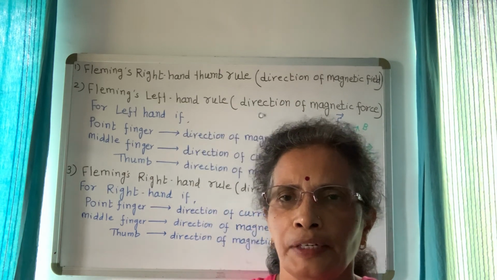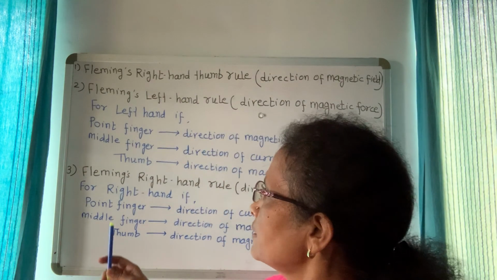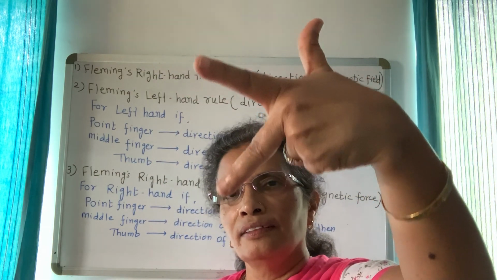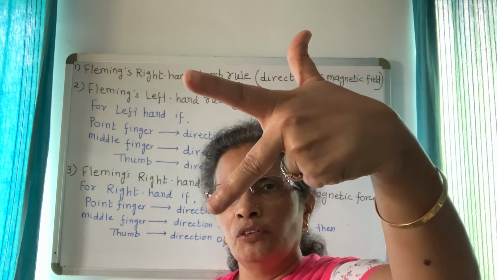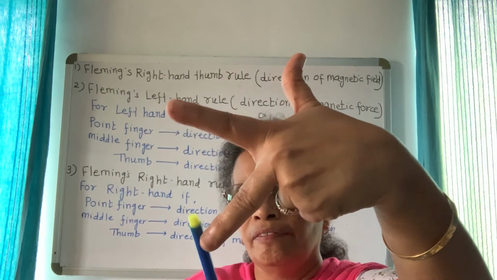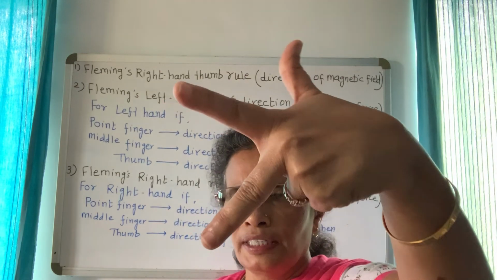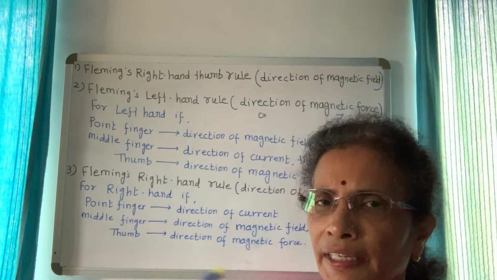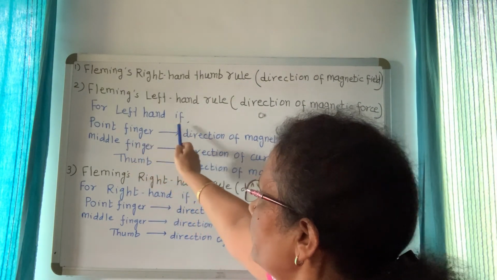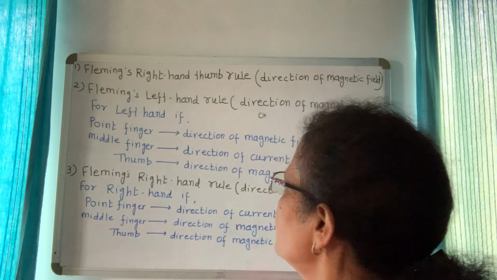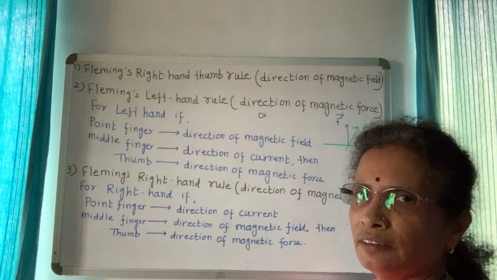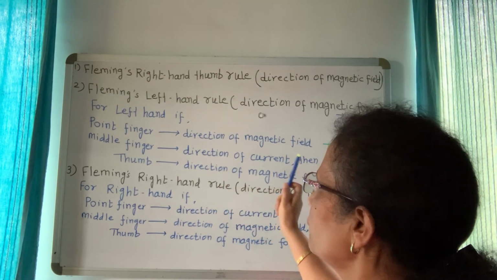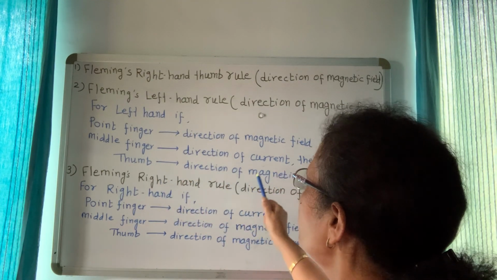So what are these? Try to understand. First we will try to understand Fleming's left hand rule. What is it? If these three are the fingers, forefinger or the point finger, middle finger and thumb, stretch them so that they are mutually perpendicular to one another. Then what are the representations of the fingers? For the left hand, the point finger represents the direction of magnetic field, the middle finger represents the direction of current, then the thumb represents the direction of magnetic force, right?